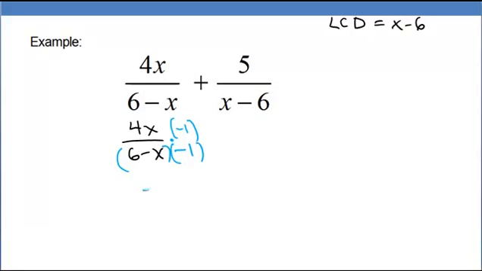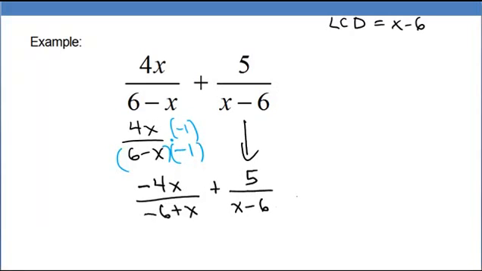So it gives me a negative 4x. And your negative 1 distributes down here. So it gives me the negative 6 plus x, which is the same as the x minus 6. The second one has the denominator I want, so I'll just bring it down. And now you can keep that common denominator and combine on the numerator. Those are not like terms, so there's nothing you can do.